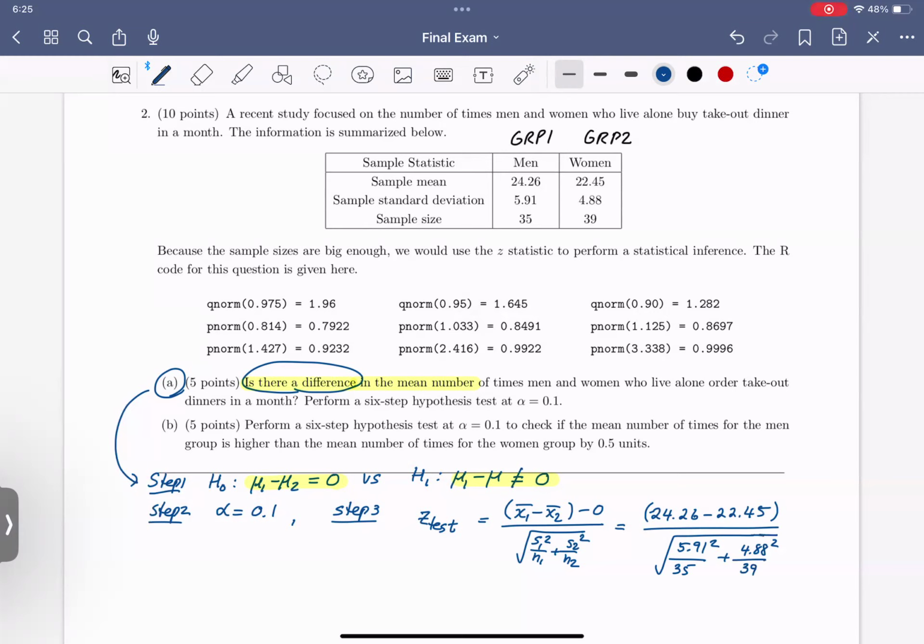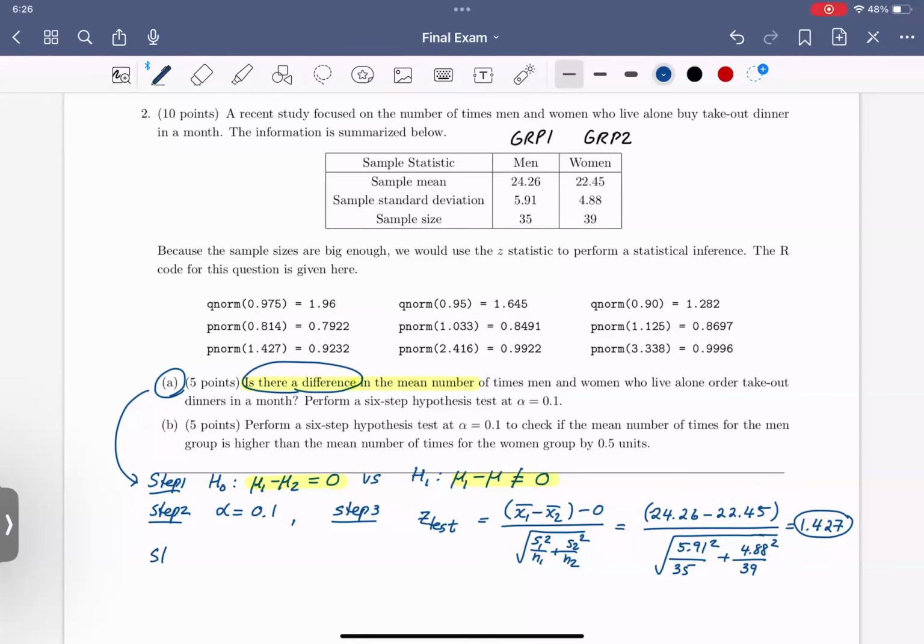So I'm going to do it pretty quick. 24.26 minus 22.45, and then over the square root of 5.91 squared over 35, plus 4.88 squared over 39. So the number that I have here is 1.427. All right, this is the Z-test statistic that I get for this question.